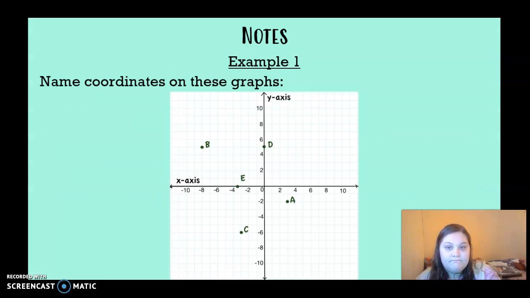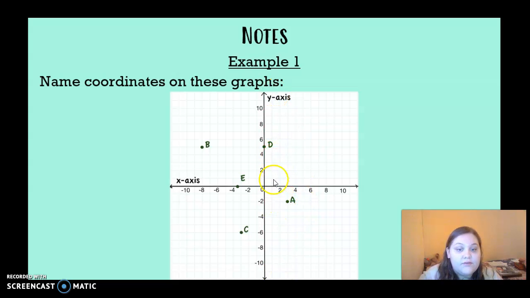So, now we're going to go on to example 1. We're going to name the coordinates on these graphs. So, we're going to start with the first one. The first one is right here, it's letter A. So we have our x-axis here, our y-axis here.